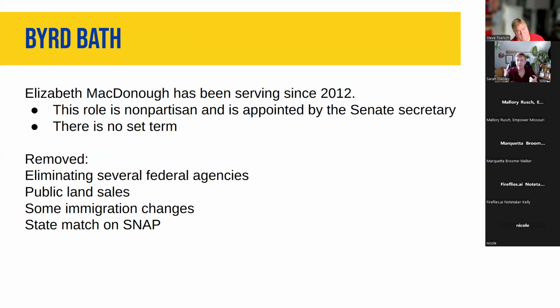For Empower Missouri, one of the things that we were advocating against is requiring a state match for states to sort of chip in on the SNAP program. And the parliamentarian said, you can't do that. That is more than merely incidental.